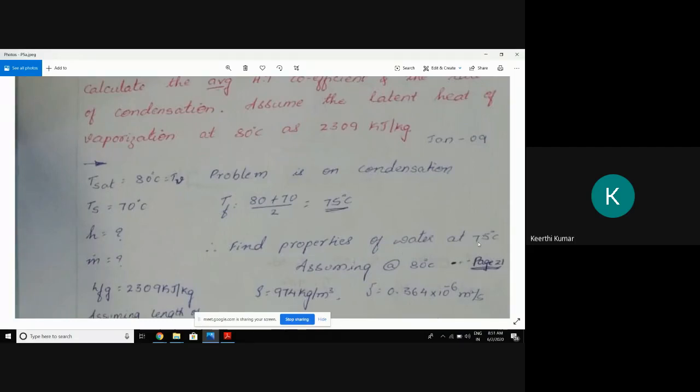You are supposed to find the properties of water at 75 degrees centigrade. If you have time, you have to interpolate and take the value at exactly 75. If not, just write down, assuming the nearest value, that is 80 degrees centigrade. This value itself I am assuming as 80 degrees. But if you do not assume, you should calculate for 75 degrees centigrade by the interpolation method. We will see whether 75 degrees is there or not for water. I'll project the screen.